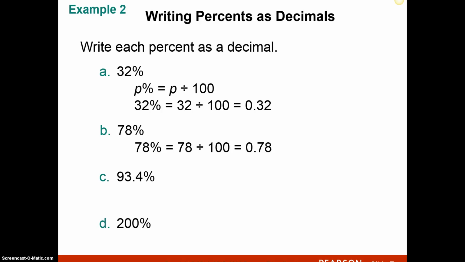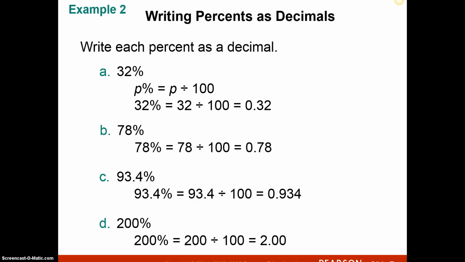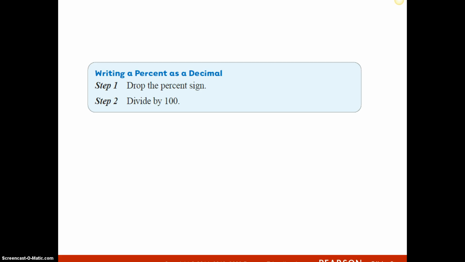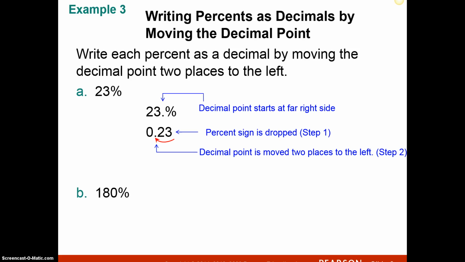And one thing too, if you remember when we dealt with decimals and dividing by powers of 10, when you divide by a power of 10, you're really just moving the decimal by the number of zeros you have. So if you're dividing by 100, you have 2 zeros, so you just move your decimal 2 places. And you can check yourself on C and D. So writing percents as a decimal, you just want to drop the percent sign and divide by 100.